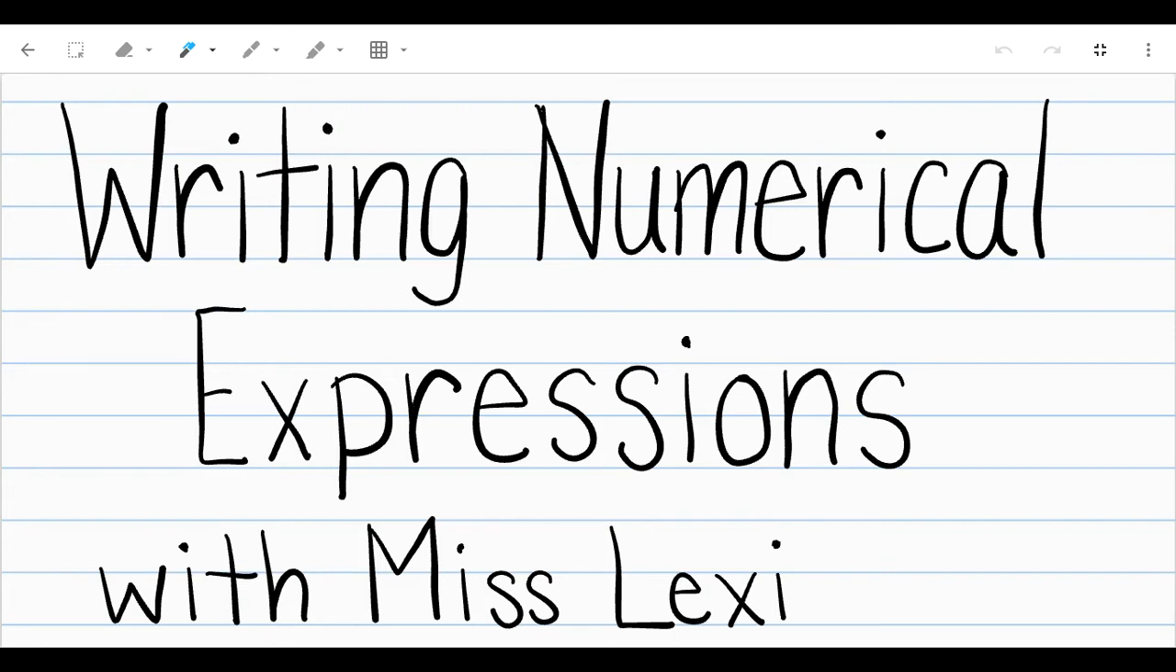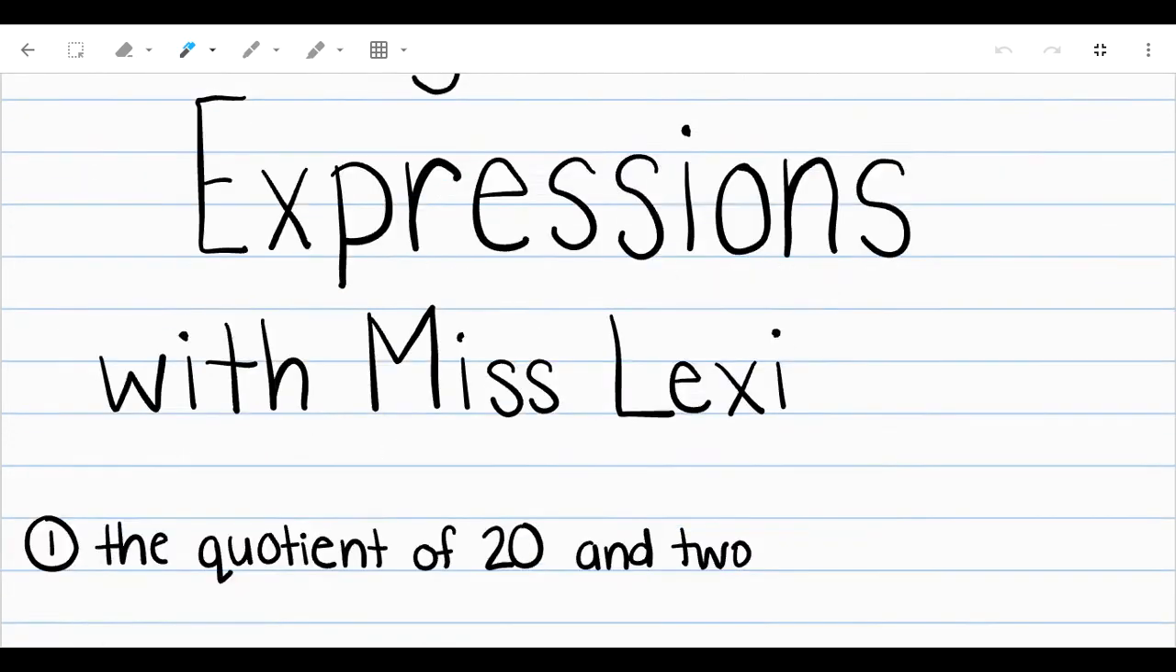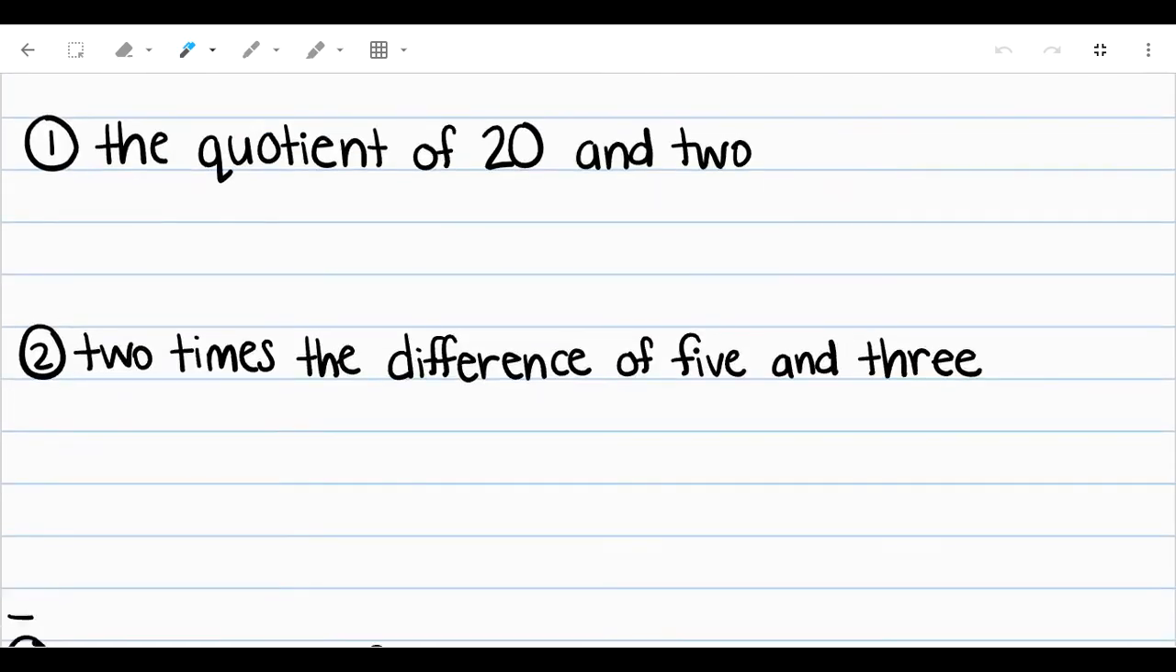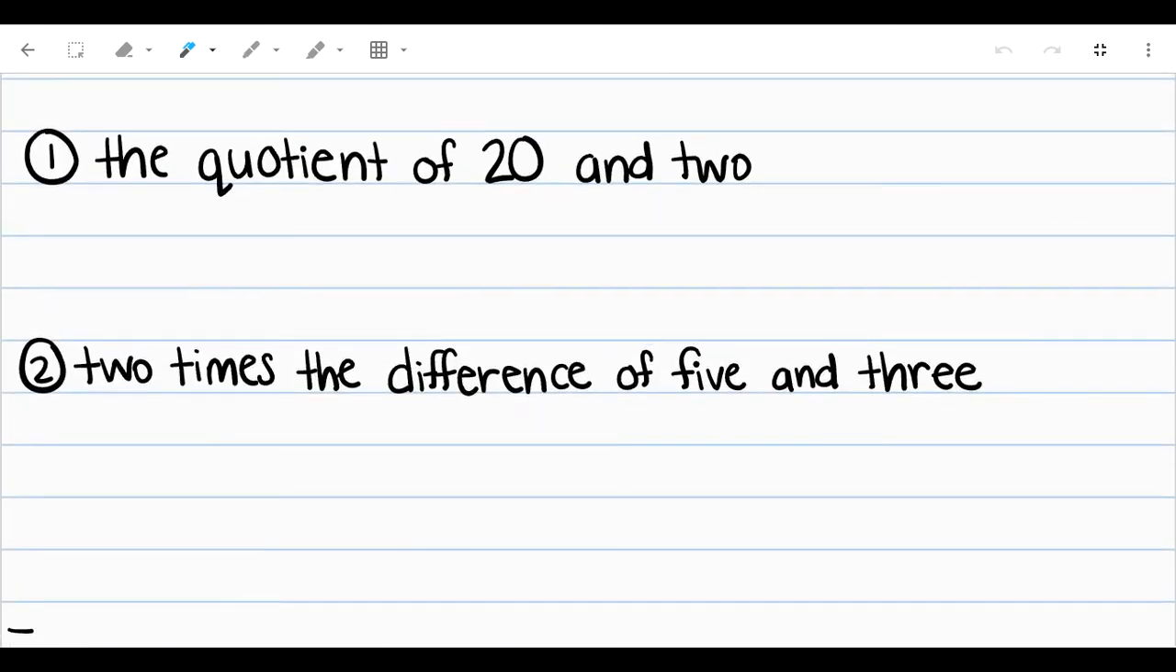So when we're writing numerical expressions, we want to make sure that we're reading the problem very carefully and watching those keywords to figure out how we're going to write the expression based on the words that are written. So, to start, let's look at number 1. We want to write an expression that would represent the quotient of 20 and 2.